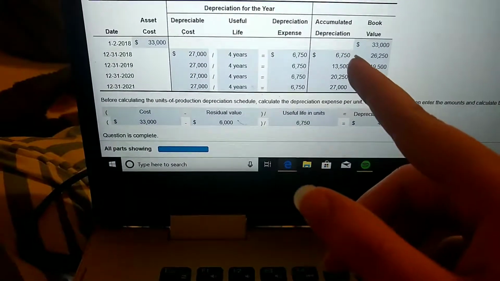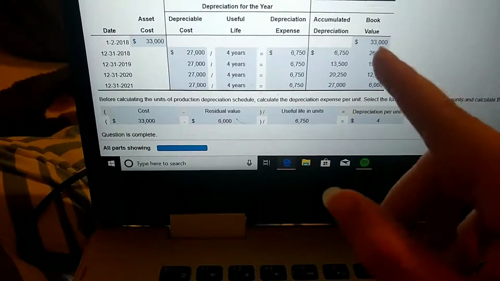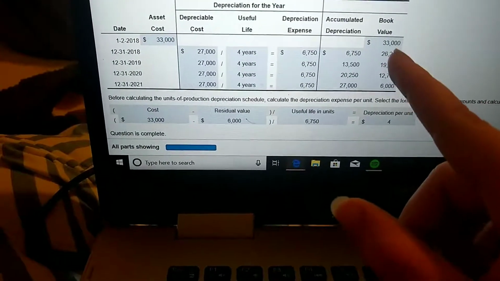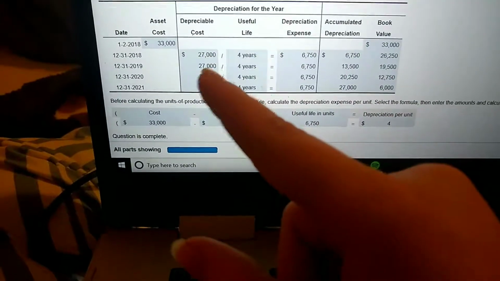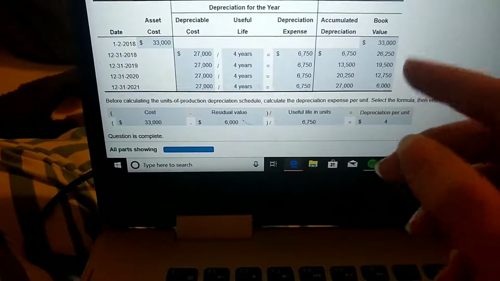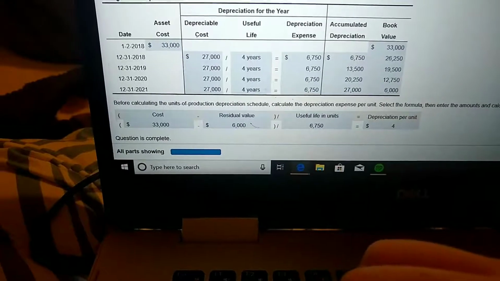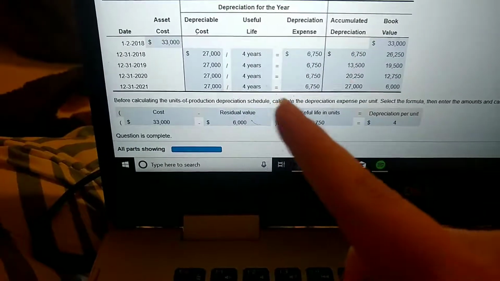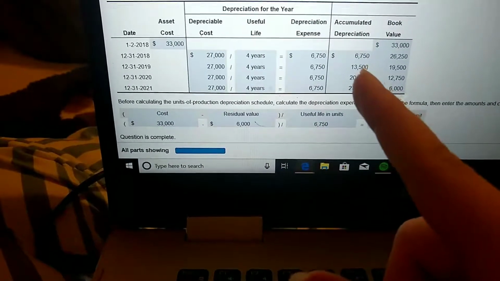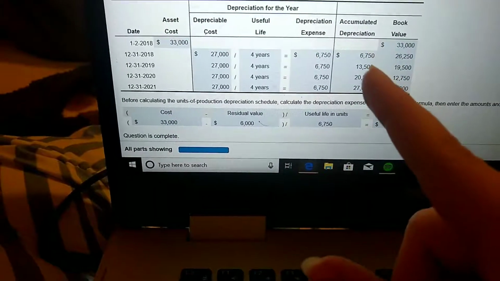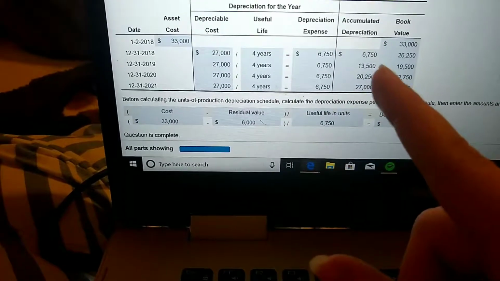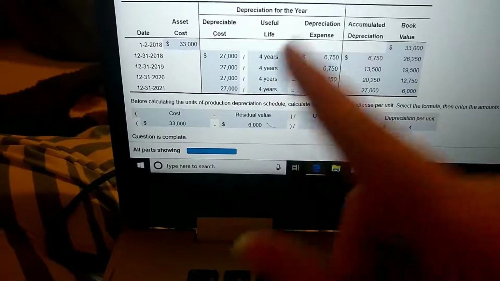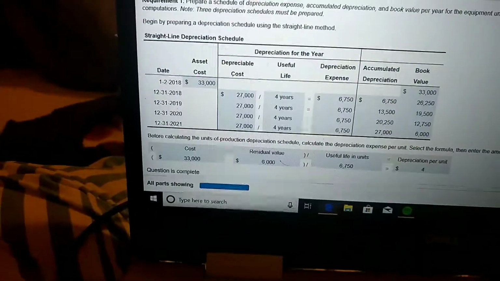So that's your accumulated depreciation, and that's how much money is left out of the original $33,000 or $27,000. And then you keep doing that, and every time you add how much money was used, and then this is how much is left. And that's how you do the straight line depreciation.